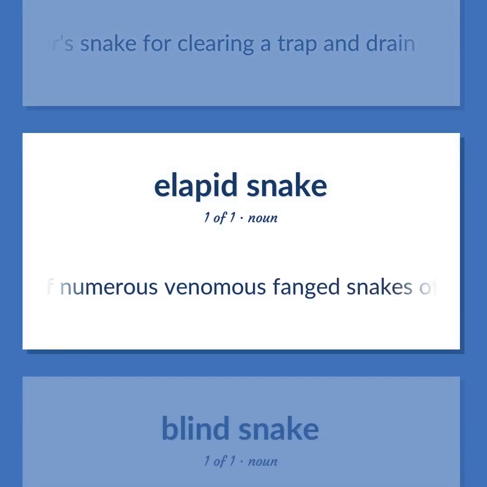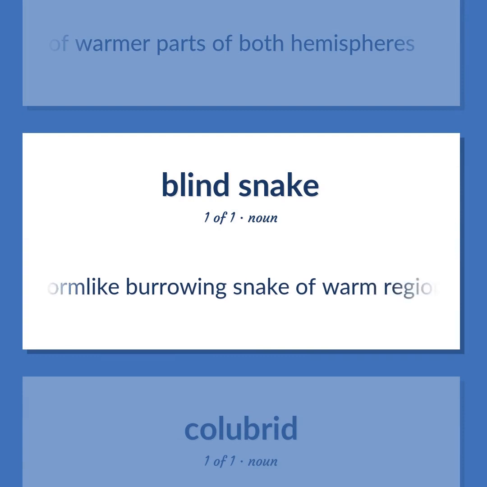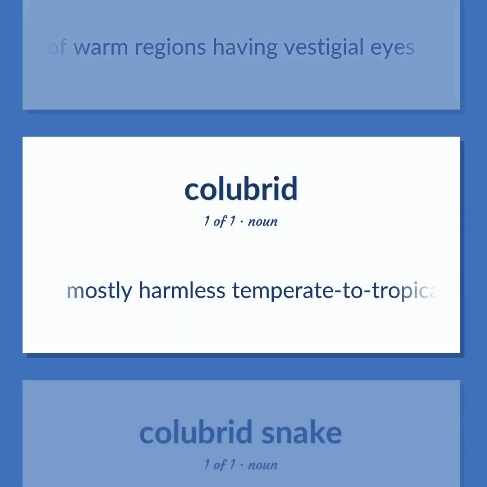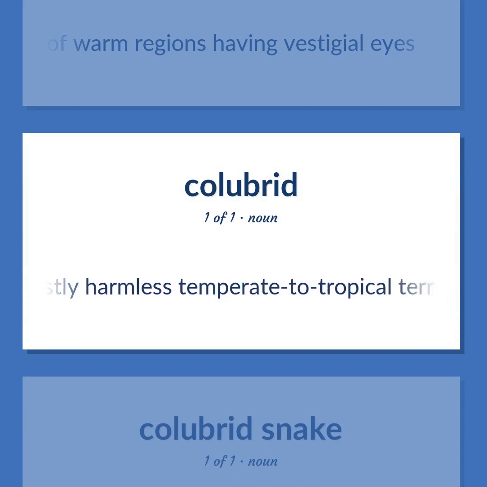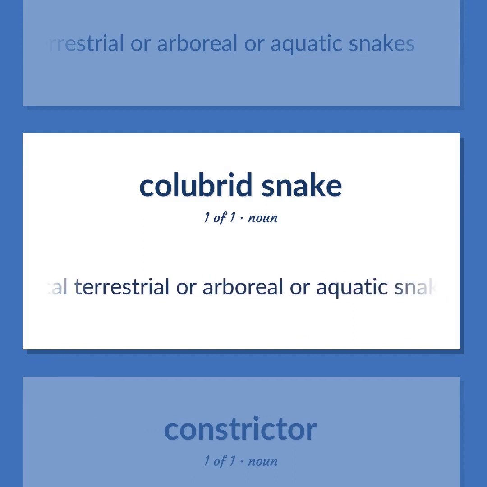Any of numerous venomous fanged snakes of warmer parts of both hemispheres. Worm-like burrowing snake of warm regions having vestigial eyes. Mostly harmless temperate to tropical terrestrial or arboreal or aquatic snakes.